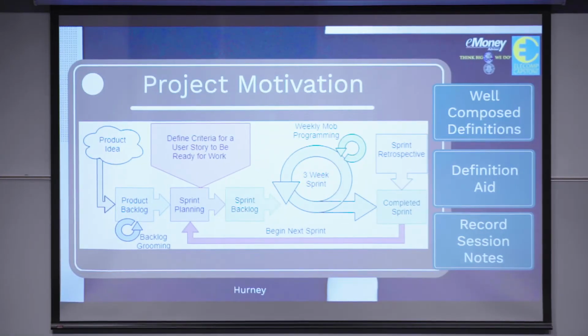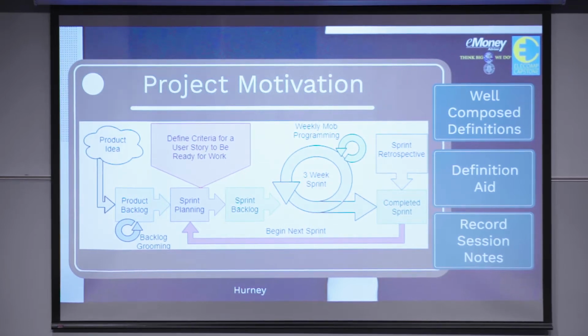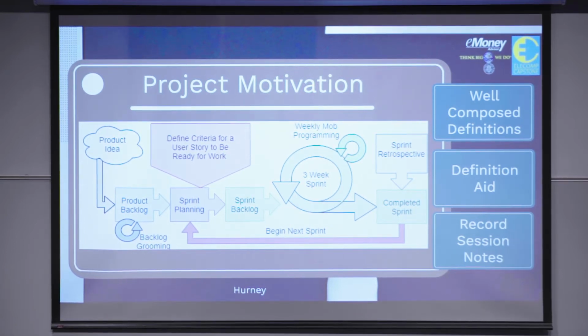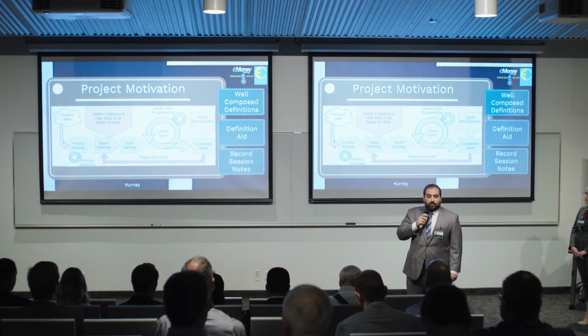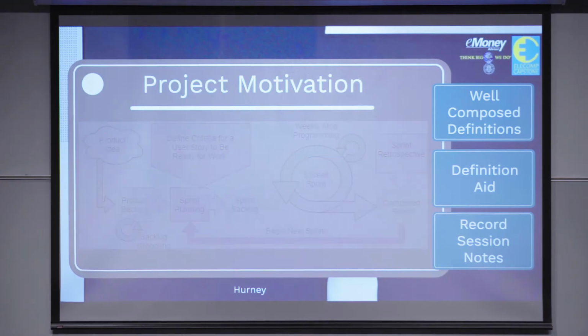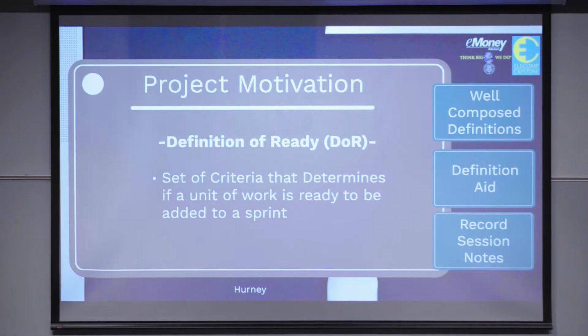The agile development process begins with the product idea. This product idea generates features which are stored in the product backlog. Periodically, the team will review this backlog and choose PBIs, or product backlog items, to include in the upcoming sprint. During the sprint, they will work to accomplish these goals. At the end of the sprint, they will get together, review their progress, and start the process over again. A critical aspect of this process is the definition of ready.